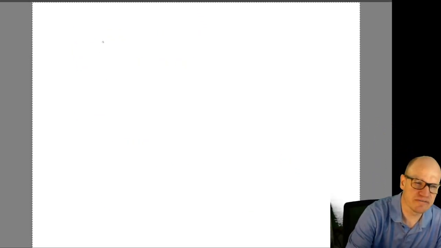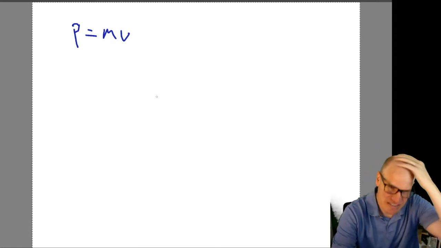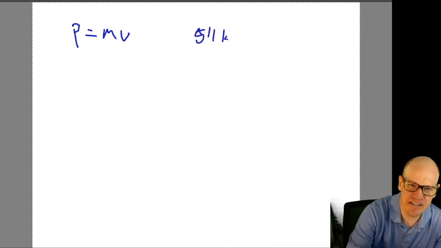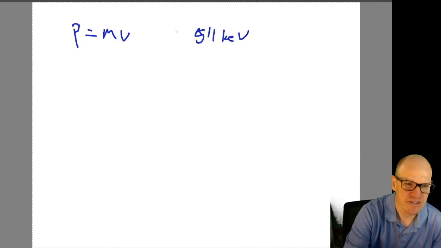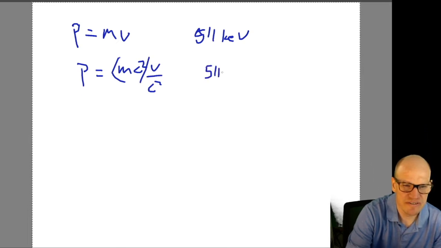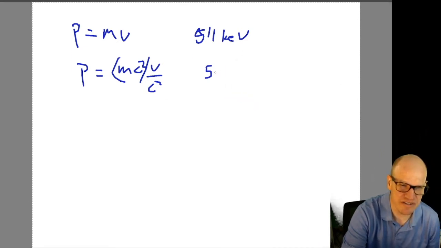What is the momentum of an electron? The momentum of an electron is mv. The mass of an electron is 511 keV per c squared. So what do I need to do? If I were to go like this, the momentum is mc squared times v over c squared. I know that quantity. That gives me 511 keV.